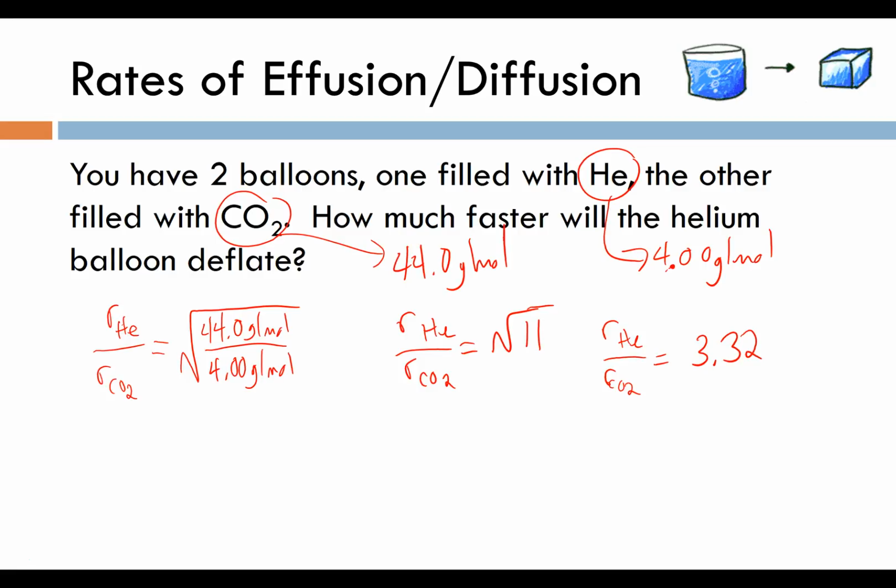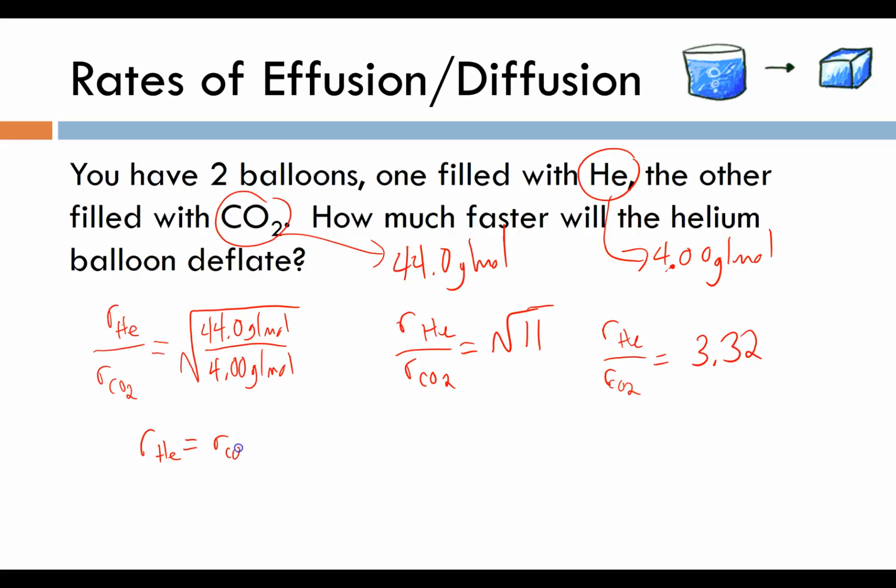Which one of these is going to move faster, the helium or the carbon dioxide? Definitely the helium, because it's lighter. So I'm going to set the rate of carbon dioxide equal to 1. So I've got the rate of helium is equal to the rate of CO2.